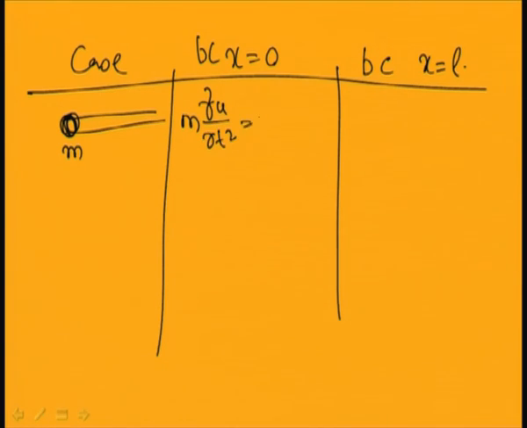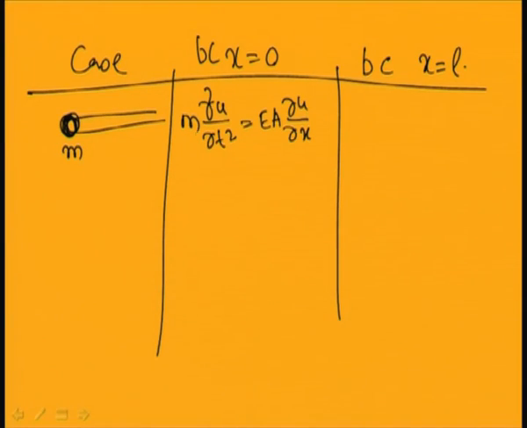So, the force at this point, E A del u by del x, will be equal to m del square u by del t square. At the right end, this E A del u by del x, the force at the right end, should be equal to the inertia force, but the negative of that. So, it will be minus m del square u by del t square.